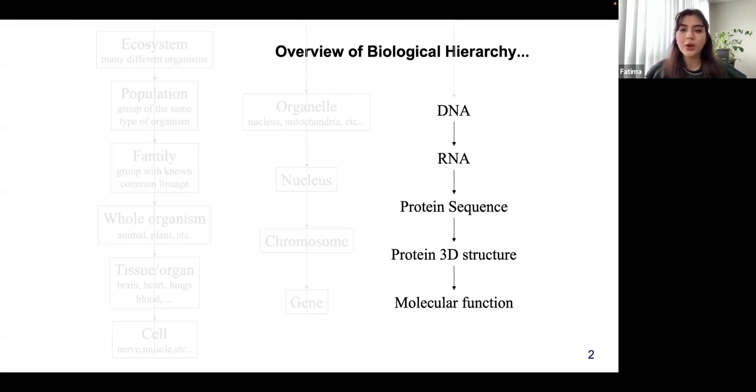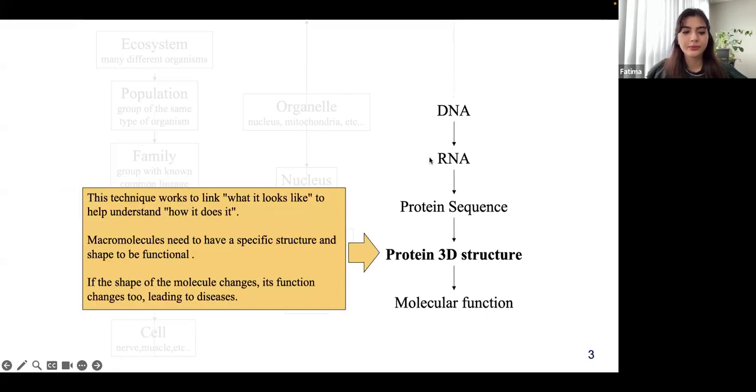To answer how, we need to talk about biology. This is an overview of the biological hierarchy, and in structural biology, we work to link the connection between the 3D structure and molecular function. In this technique, we work to link what it looks like to help understand how it does it.